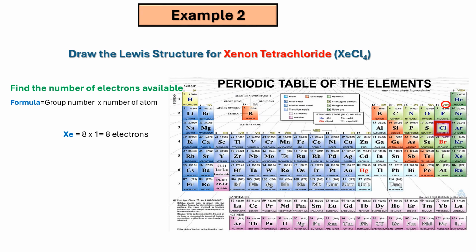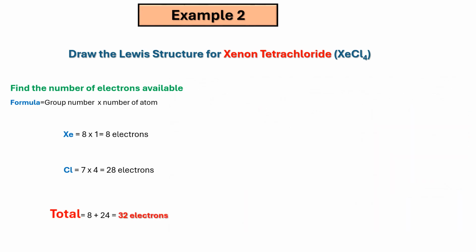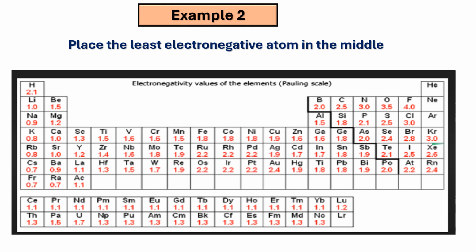Chlorine is in group 7A, meaning that each chlorine provides 7 electrons, and we have 4 chlorine, so 7 times 4 for a total of 28 electrons. Altogether, when we add them, we have a total of 32 electrons available. We need to place the least electronegative atom in the middle. The value for xenon is 2.6, whereas the value for chlorine is 3. Therefore, we need to place xenon in the middle.